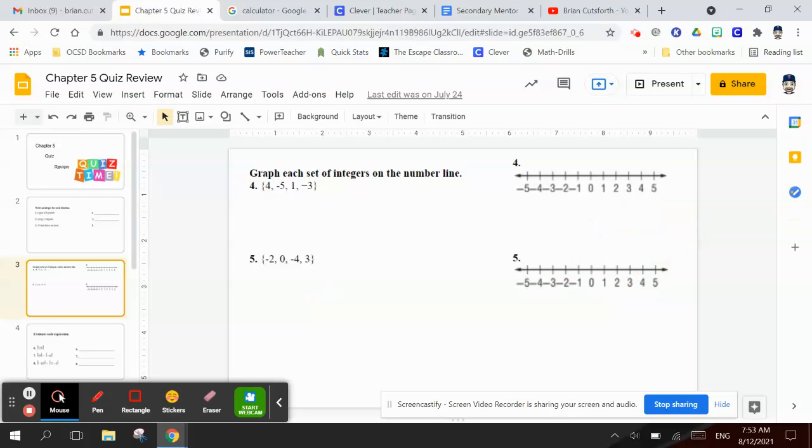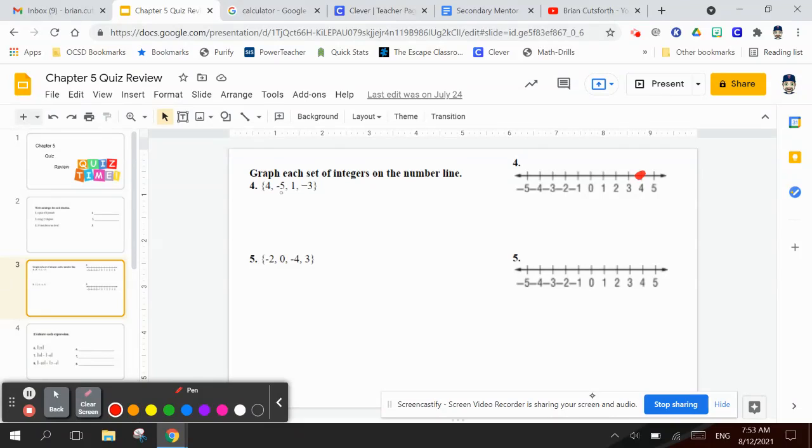For numbers 4 and 5, we have to graph each set of integers on the number line. So we have 4, -5, 1, and -3. I start at 0. I go to my first number, which is 4. 4 is positive. Positives are to the right, so I go over 1, 2, 3, 4, and put a dot.